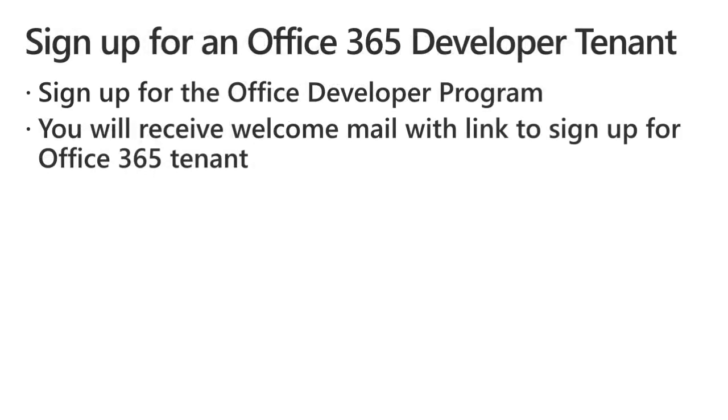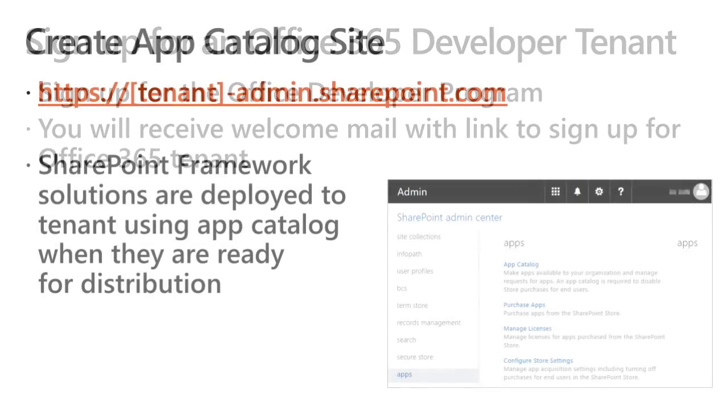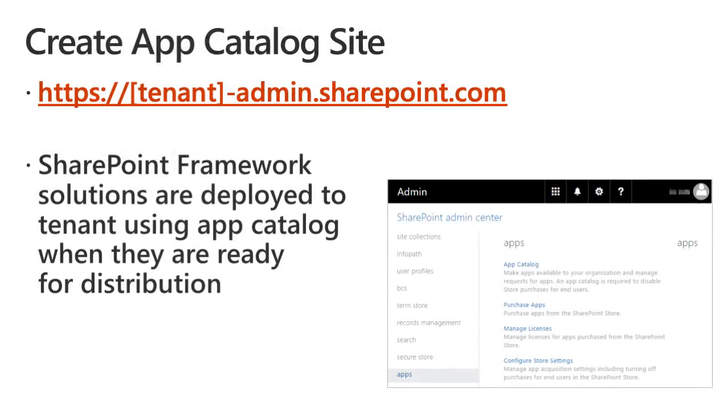So you can sign up for an Office 365 developer tenant by signing up to the Office Developer Program, and you're going to receive a welcome email with a link to sign up for your Office 365 developer tenant. Then you're going to create the app catalog site. So this is going to be navigating to your SharePoint Admin Center, and then you're going to select the apps menu, and then from there select app catalog, and it's going to either detect that you already have an app catalog or it's going to prompt you to create a new app catalog.